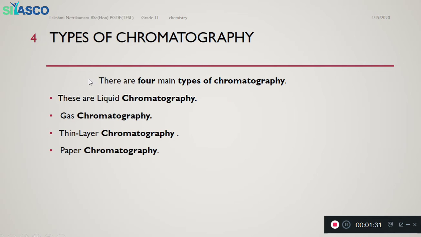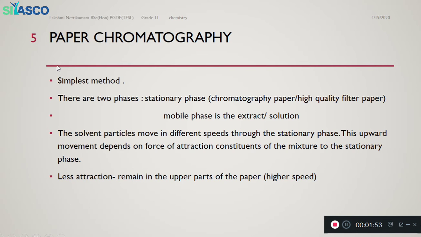There are 4 types of chromatography: liquid chromatography, gas chromatography, thin layer chromatography and paper chromatography. Thin layer chromatography and paper chromatography, compared to the others, are simple. Of these two, paper chromatography is the simplest one. For your syllabus, we have to discuss only paper chromatography, but whatever the chromatography method, the principle behind it is similar for each of them.